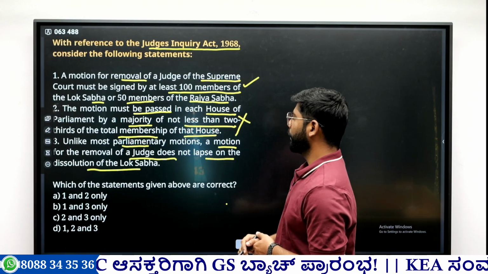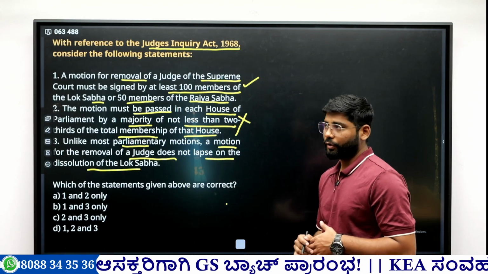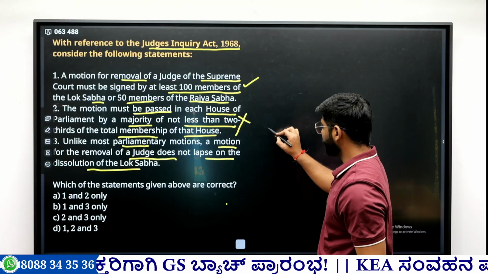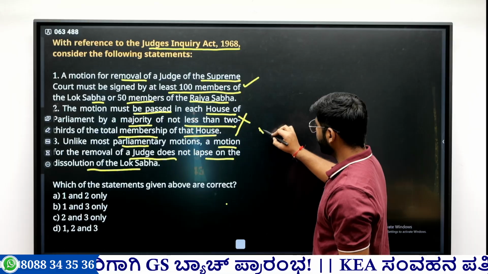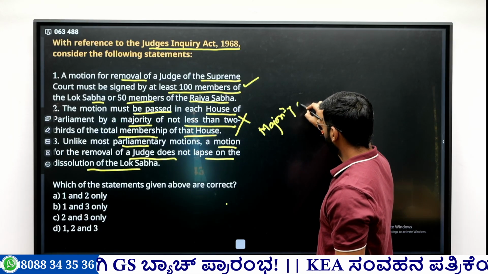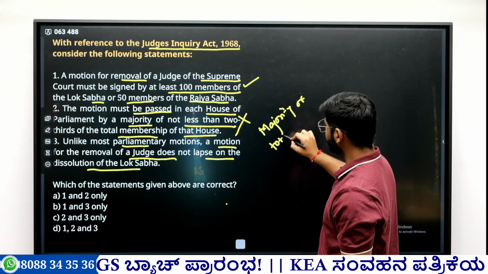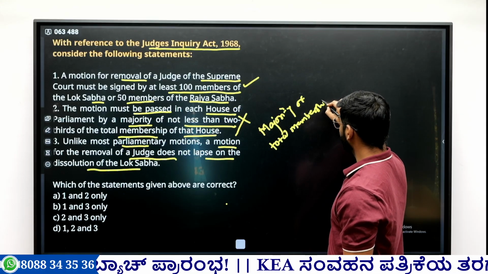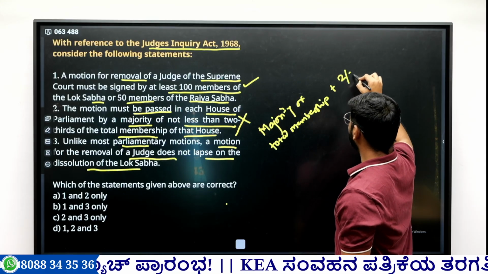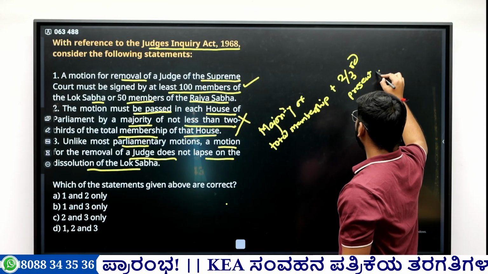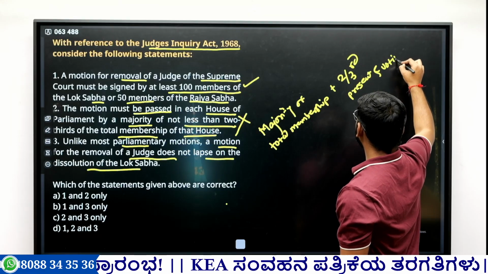This is wrong, because the kind of majority suggested for the removal of judges is a majority of the total membership, that is, more than half. In addition to this, 2/3 of those present and voting.